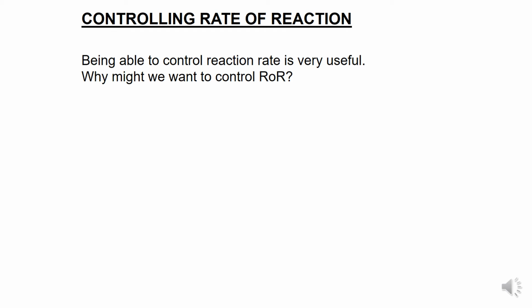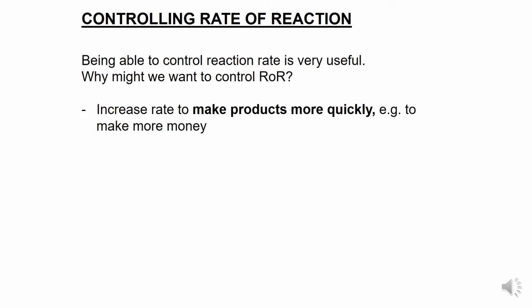So moving on to looking at controlling rate of chemical reaction. Being able to control reaction rate is very useful. Can you think of any reasons why? Well, first of all, the most important reason for being able to increase rate of reaction is to make products more quickly, for example, to make more money. If you own a factory and you're wanting to sell a product and make money, you need to make your product quickly, so increasing the rate of production would be very handy.